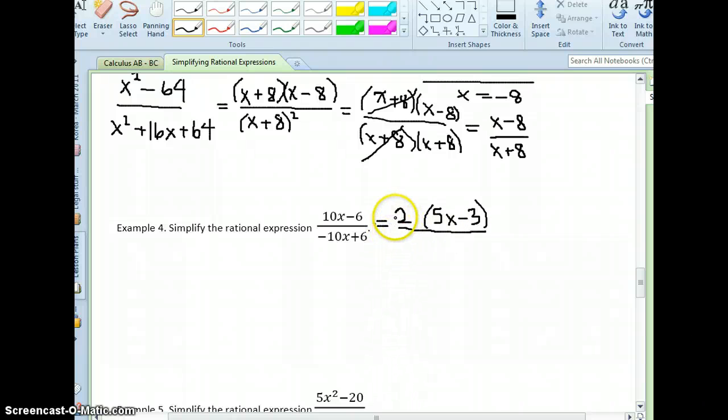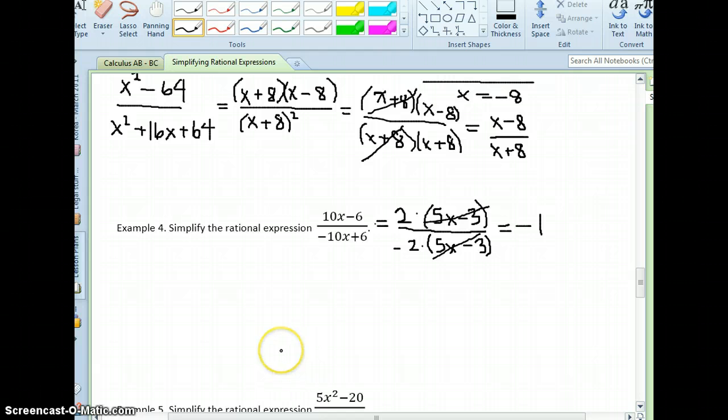So I pulled out a positive 2 in the numerator. I'm going to pull out a negative 2 in the denominator and see what happens. Well, if I do that, then negative 10 becomes a positive 5x, and a positive 6 becomes a negative 3. Aha! Those binomial factors match, so we are going to get rid of those. Now I'm left with 2 divided by negative 2, which is pretty easy. We simplify that down to negative 1.